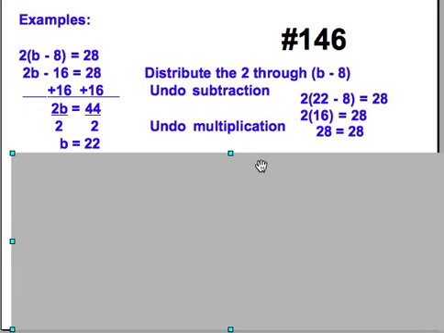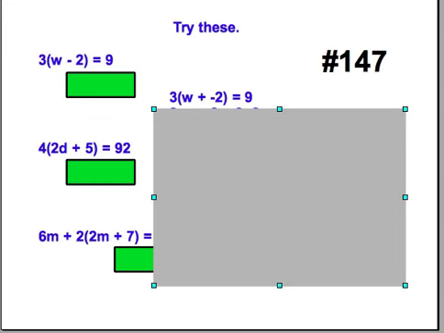Before I leave you to solve problems independently, I want to show you an example of a multi-step equation involving the distributive property. So on slide 147, please take the first equation and copy it to the right of the examples. 3 times w, I did a keep change flip, plus negative 2 equals 9.